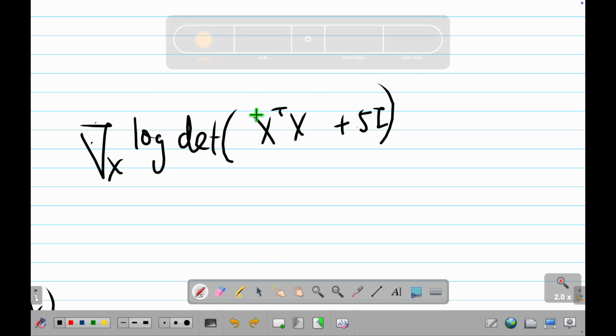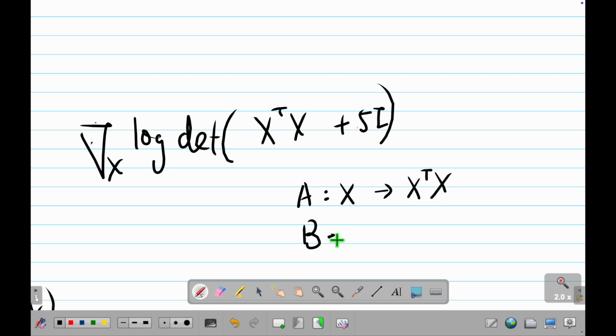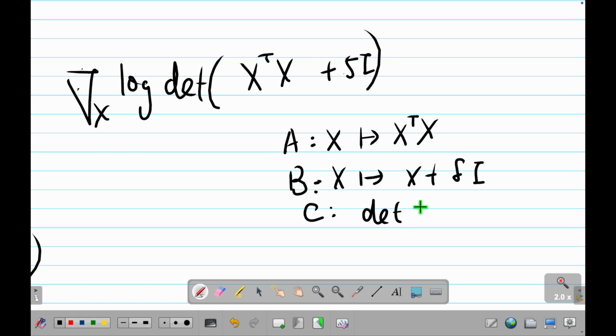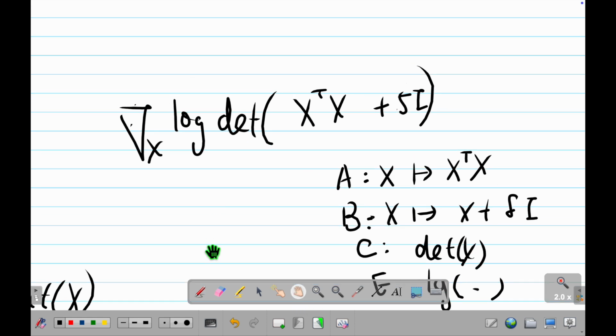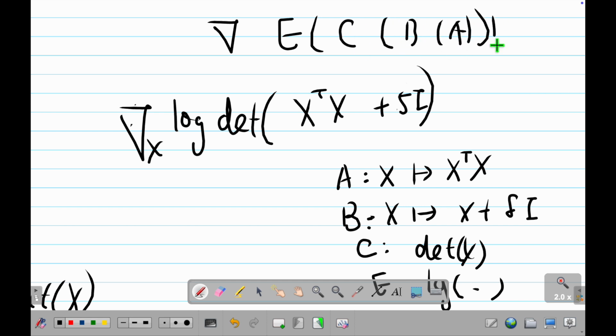You will need to use a lot of composition rules. You can see this as what? I have a function A which maps X to X transpose X. I have a function B which maps X to X plus delta I, in this case 5. I have a function C which is the determinant of X. I have a function E which is log of something. Then this is basically a very complicated chain rule of E of C of B of A.